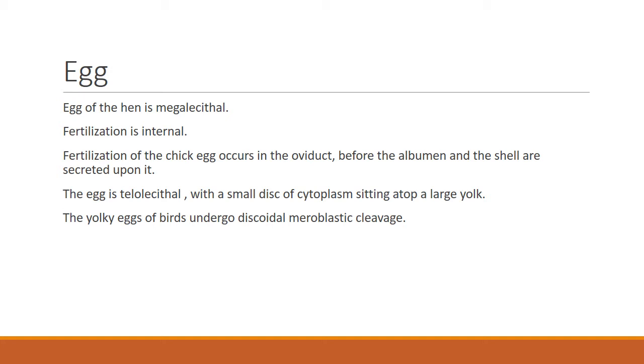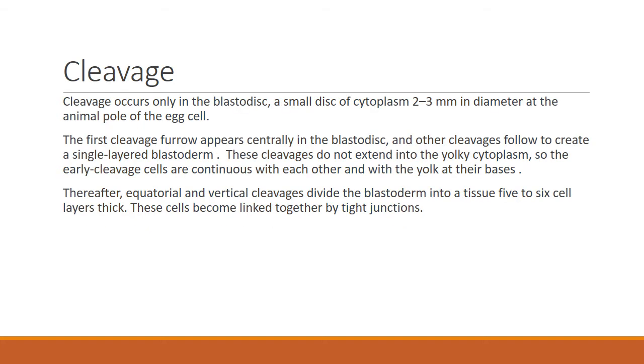Now, discoidal meroblastic cleavage actually means that the cleavage is restricted to only the small disc of cytoplasm. Cleavage occurs only in the blastodisc, a small disc of cytoplasm 2 to 3 mm in diameter at the animal pole of the egg cell. The first cleavage furrow appears centrally in the blastodisc, and other cleavages follow to create a single-layered blastoderm.